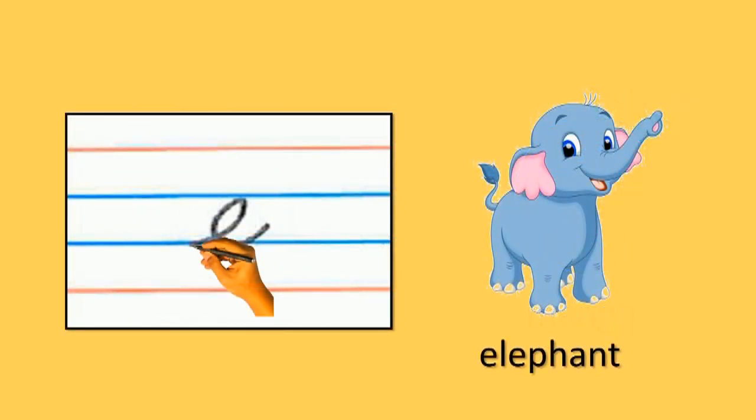Letter E. Start from the second blue line. Slant line up to the first blue line. Turn left, curve down and out. A, A, elephant.